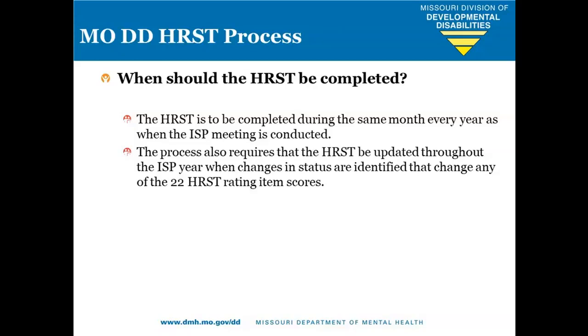The process also requires that the HRST be updated throughout the ISP year when changes in status are identified that change any of the 22 HRST rating item scores. So if an individual served has support needs and those support needs have changed, and this is just an example, but God forbid if the person had a stroke and it affected maybe how they eat or walk or just any other kind of items of their daily living, the person designated as the rater will update the screen to reflect those changes and create new health risk support plans to direct support providers how to support the individual.